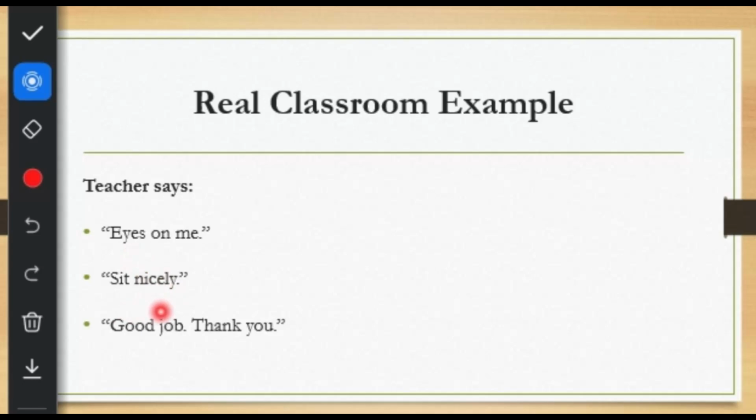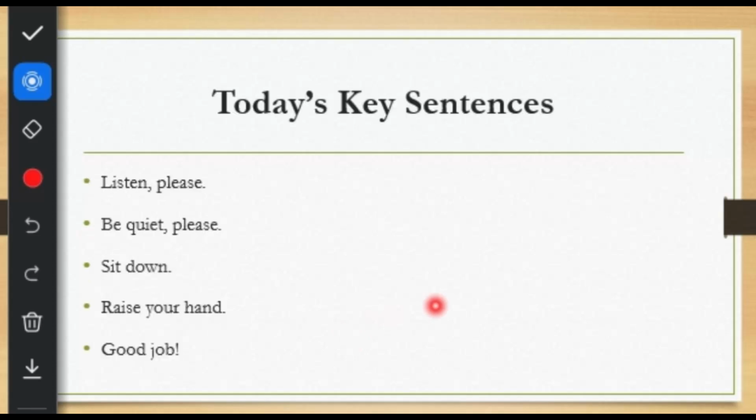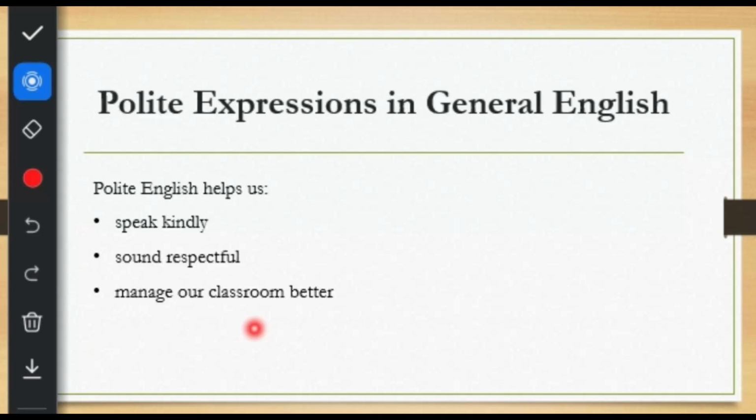And other than that, sit nicely, if the student is not sitting really well. Again, this is about managing the classroom. Good job, praising the student, to do better and pay attention to the lesson as well. So this is just an example. Today's key sentences are listen please, be quiet please, sit down, raise your hand, and good job. Right? These sentences are powerful tools in the classroom if we're serious and use them really well. Okay, this is about part one.